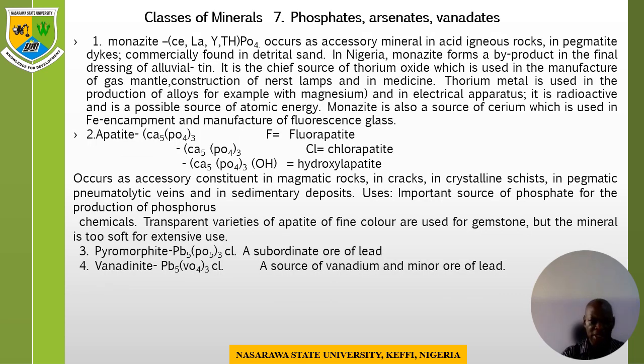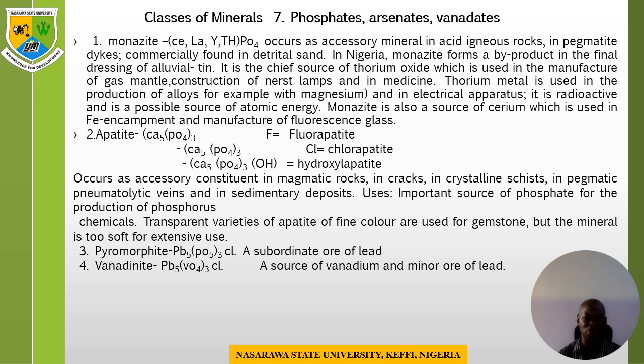The seventh class is the phosphates, arsenates and vanadates. Here we have the monazite, of course, an accessory mineral in acidic igneous rock, in pegmatites, commercially found in the placer sand. In Nigeria, monazite forms a byproduct in the final grades of alluvial tin.